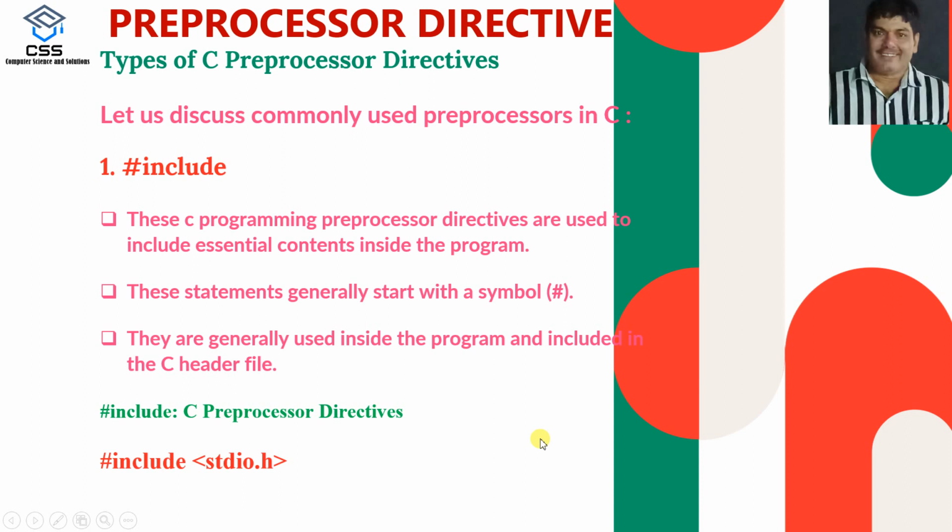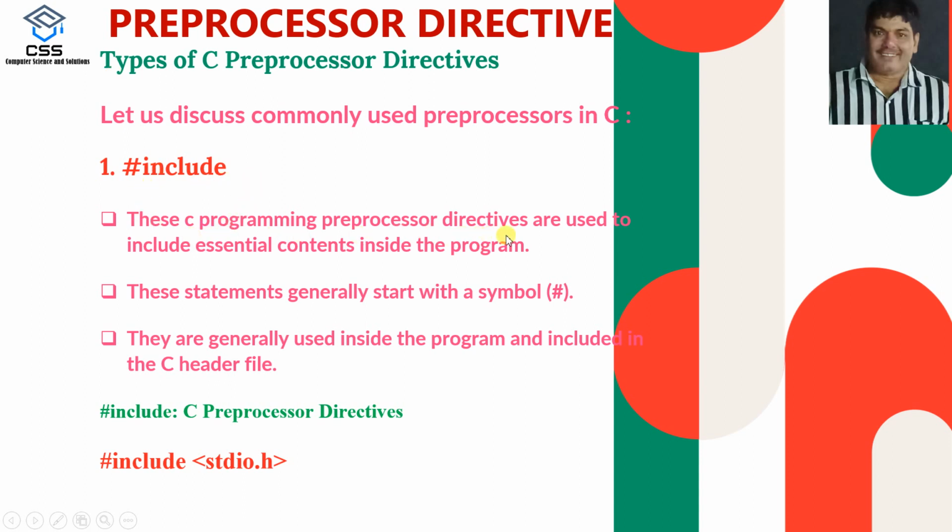Like for input and output operations, the header file is stdio.h. For string operations, the header file is string.h. For mathematical operations, the header file is math.h. If you do not include the header file, the corresponding function will not work. And hash provides a linkage between the include directive and the specific header file.